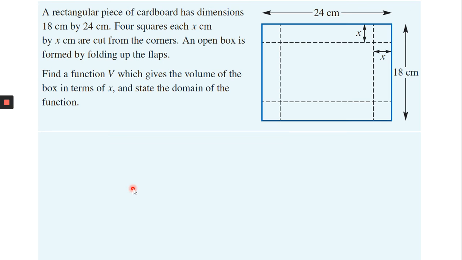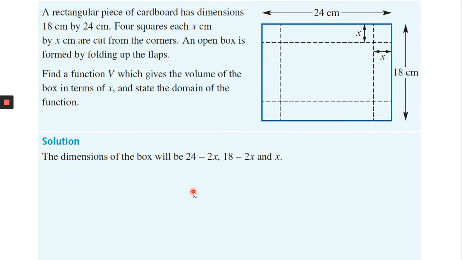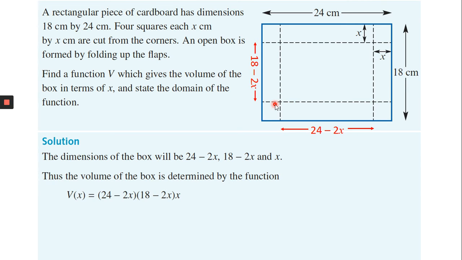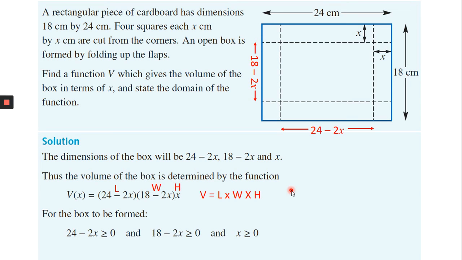This one here, you would have seen loads and loads of these before. So volume, length times width times height. So the dimensions of the box, 24 minus 2x, because that whole distance there is 24, that little distance there is x, and that little distance there is x, so you've got 2x's. Same with our width and our height. When that's folded up, our height or depth, or whatever you want to call it, becomes x. So the volume of our box is length times width times height, so you're multiplying those three things together. So find a function which gives the volume of the box in terms of x.